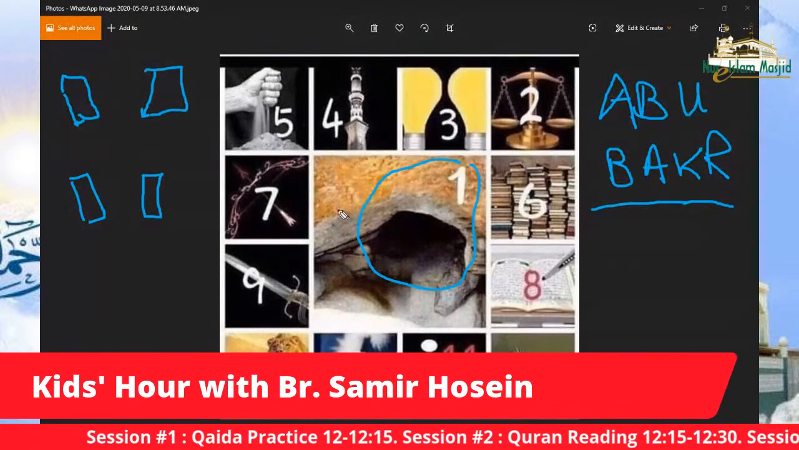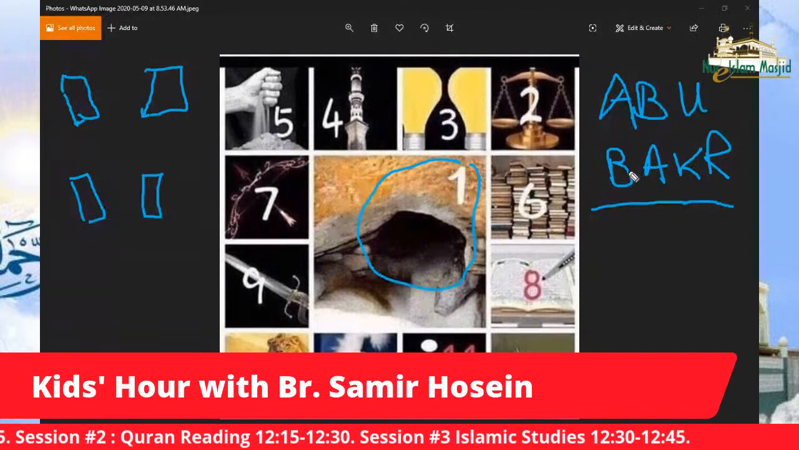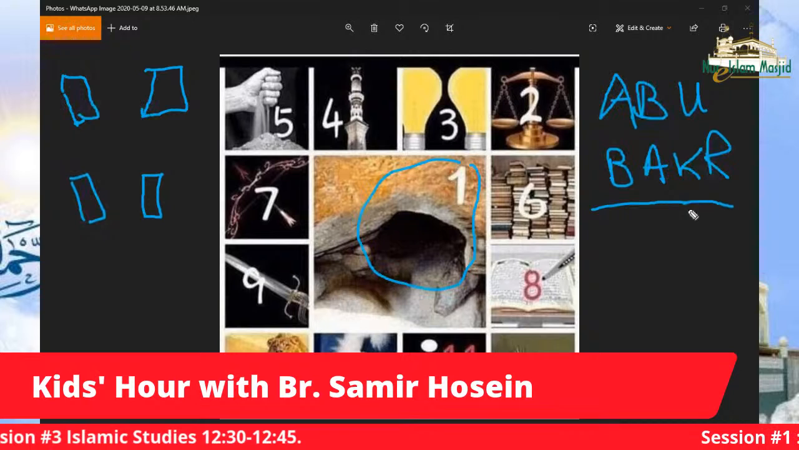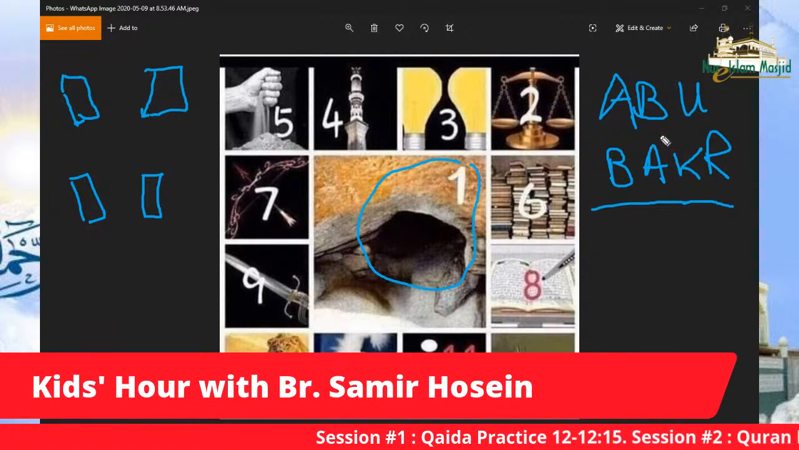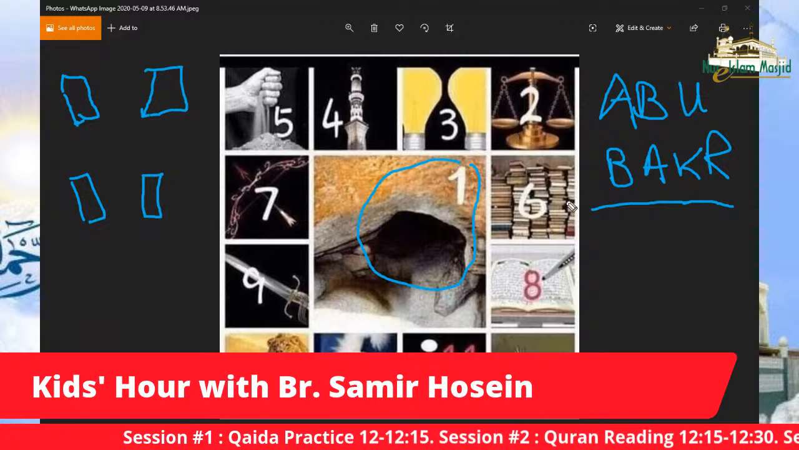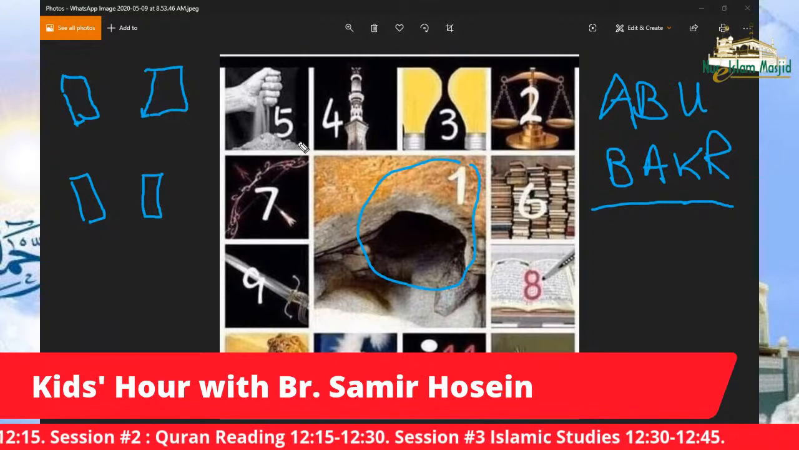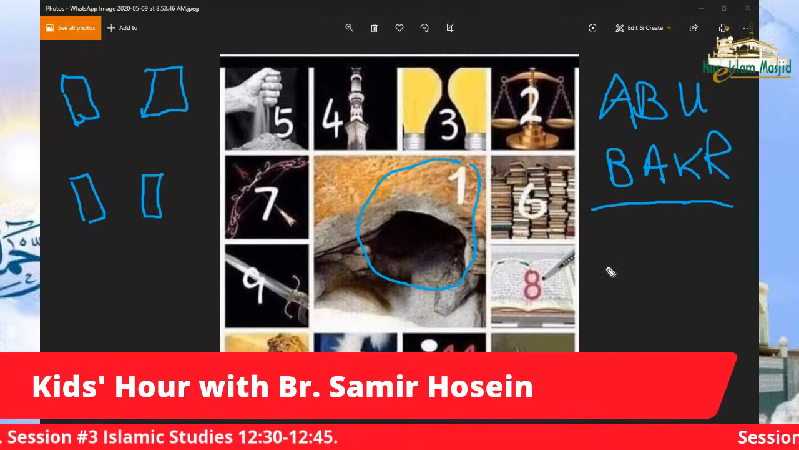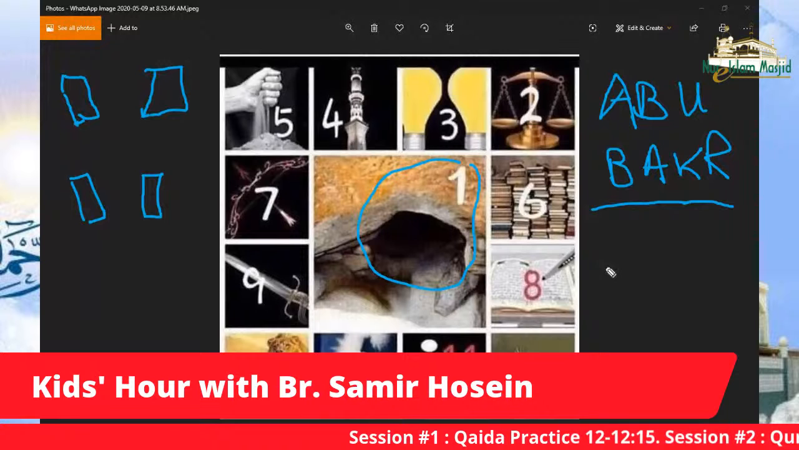And inshallah, tomorrow we'll explain more about the cave. We'll explain a couple of things about Abu Bakr radiyallahu anhu, some of his achievements, some of the things that he was known for. And inshallah, every single day we will look at another of the pictures, and we will give that assignment over the night to try to figure out which companion the picture is referring to, inshallah.